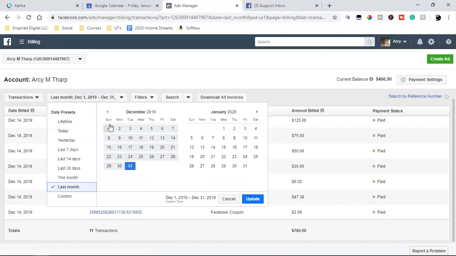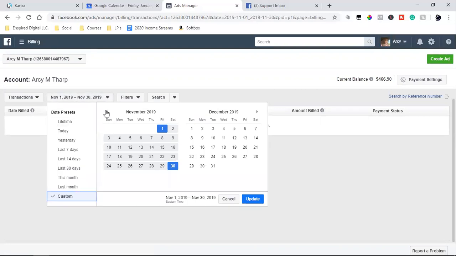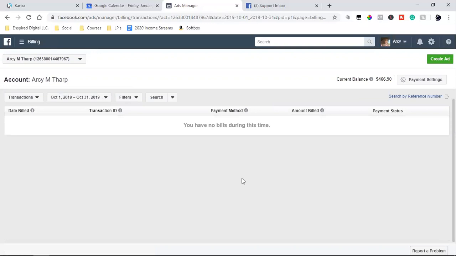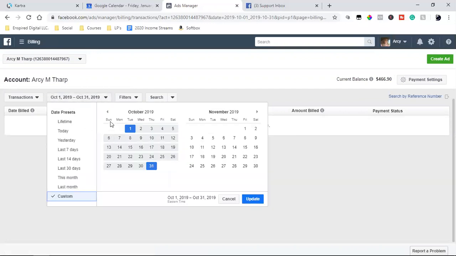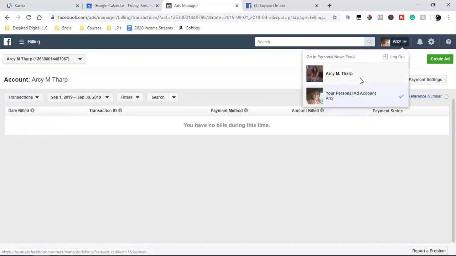Now, if I go to November 1st to the 30th, there are no transactions in November. Go back to October. There are no transactions in October. Nothing in October. That's weird, because I think it was at the beginning of November, my husband ran one ad about a just listed and I spent $15. Why doesn't it come up?